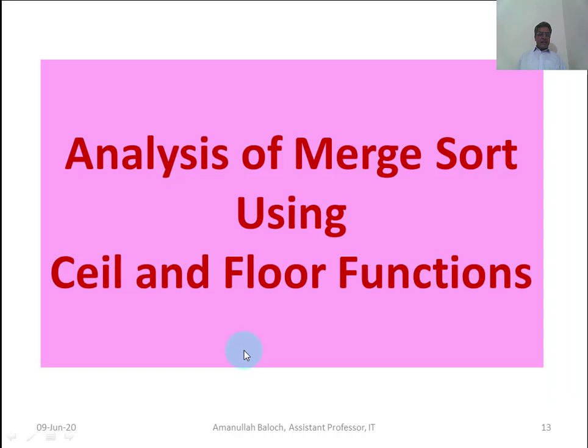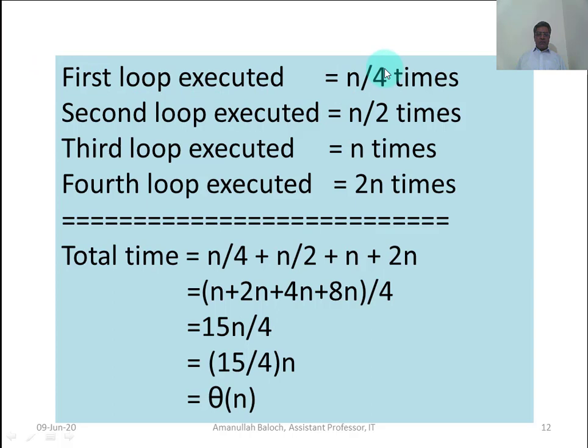Suppose the first loop is executed n over 4 times. The second loop is executed n over 2 times. The third loop is executed n times. The fourth loop is executed 2n times, let's suppose. Then we will sum the running time of all 4 loops. So total time becomes n over 4 plus n over 2 plus n plus 2n. The LCM is 4. 4 ones are 4, and this will be multiplied with n, and here we will get n. Now this term, 2 will be divided into 4. 2 twos are 4. This 2 will be multiplied by n. 2 into n is equal to 2n. The second term will become 2n.